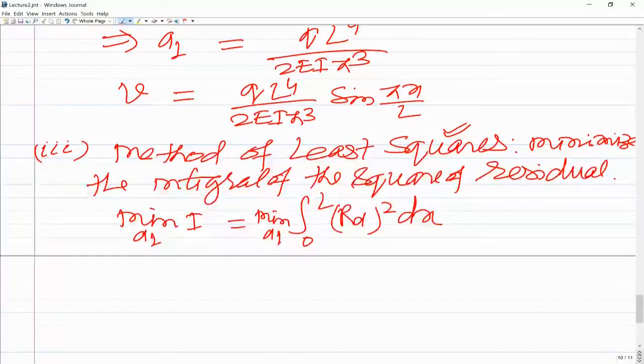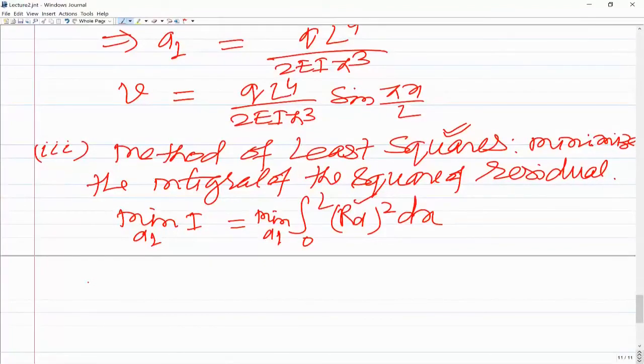So we are squaring the residual, then integrating it. The resulting expression is going to be a function of the unknown constants. Then we minimize this using the first order necessary condition for minimization. I think you would have studied maxima and minima in your basic mathematics courses. If you have any function f which is a function of x, the first order necessary condition for its minimum or maximum is that df by dx equals 0.